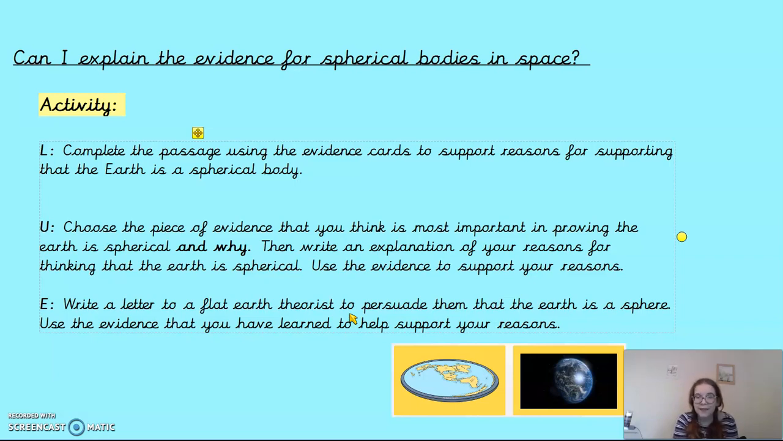I hope you have fun being a fantastic scientist looking at the evidence today, and I cannot wait to read some of your writing or your work that you complete.